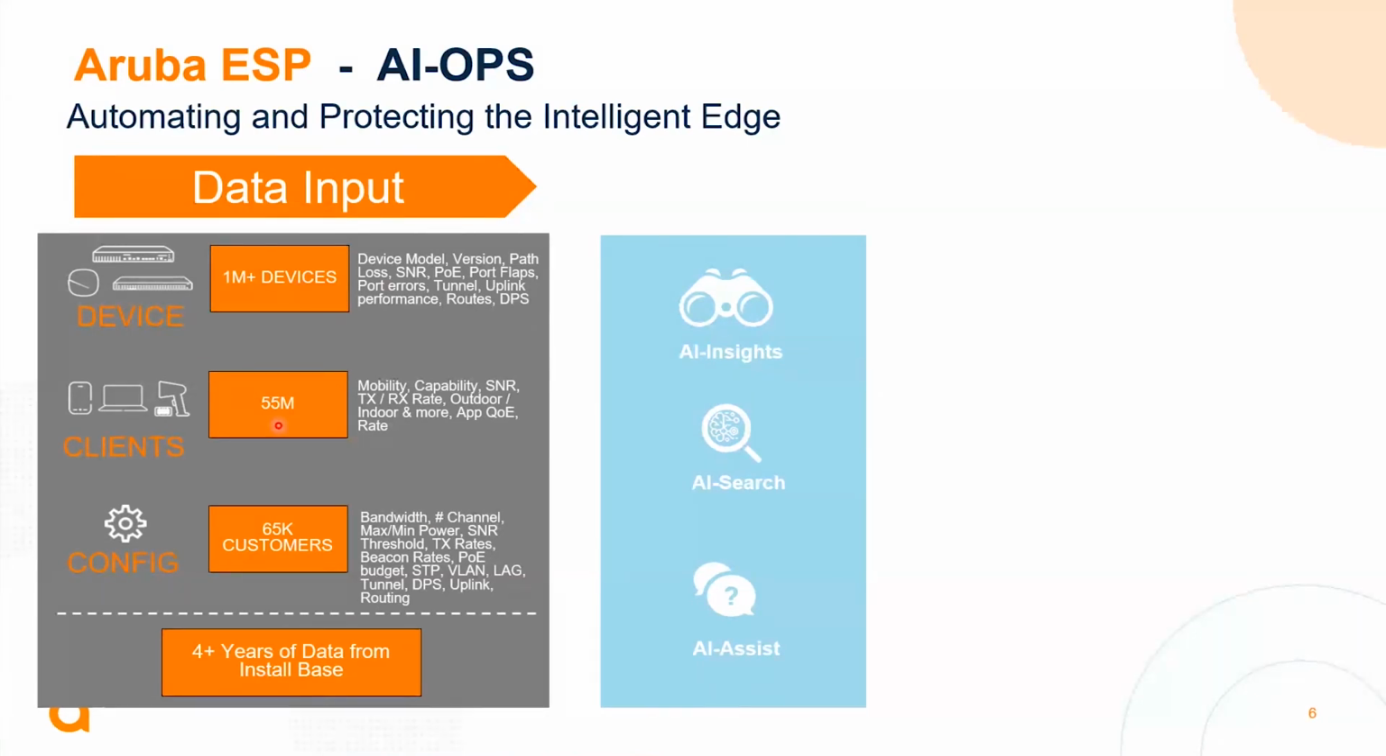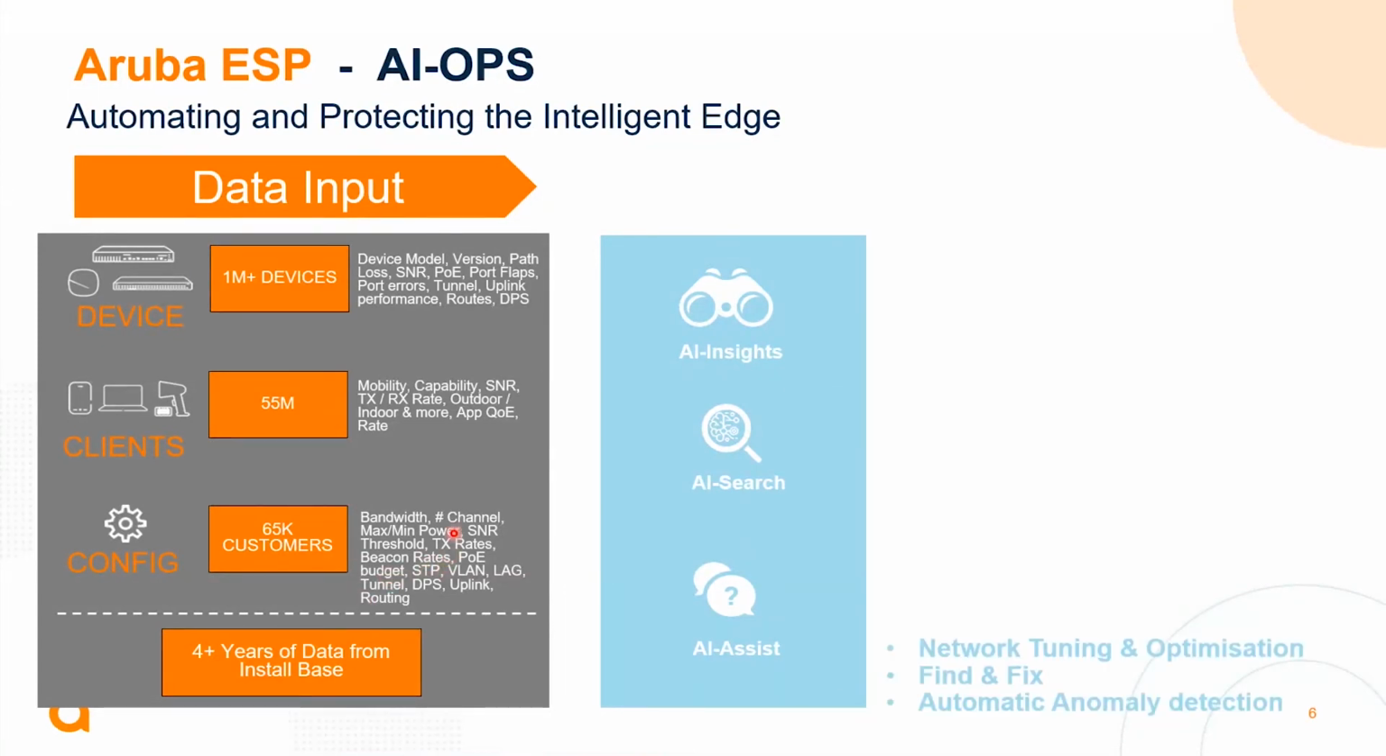We already have a lot of basis to do that, because to do AIOps you need a lot of data to support your AI engine, what we call the pool of data. We already have around 1 million devices in the cloud. We also have around 55 client devices connected, so we can know what application is being used, and I would say that no other competitor comes this close. We also have around 65,000 customers connected already.